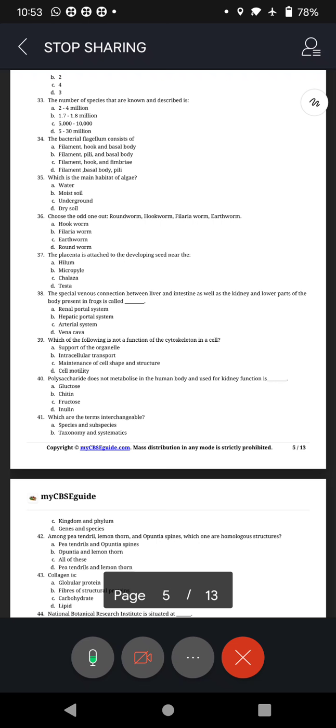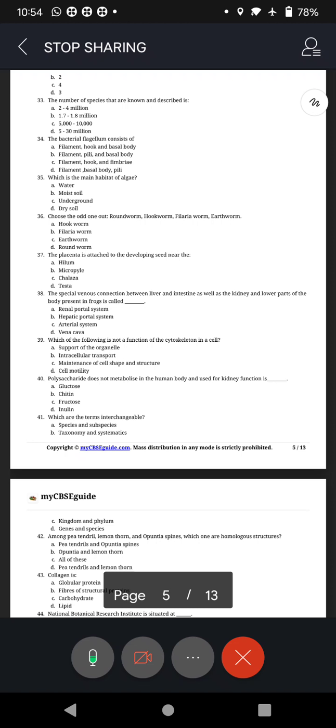Next, 38. The special venous connection between liver and intestine as well as the kidney and lower parts of the body present in frogs is called, of course this is out of syllabus, renal portal system, hepatic portal system, arterial system and vena cava. You can just leave it in the choice.